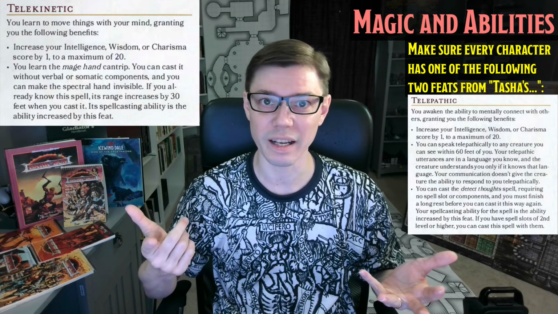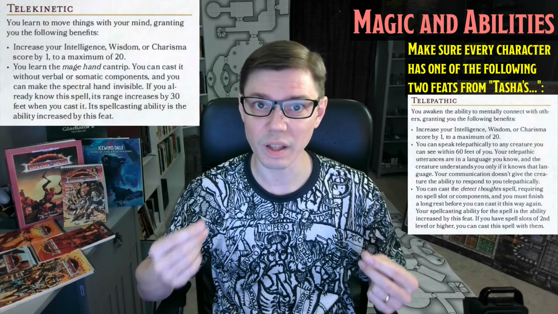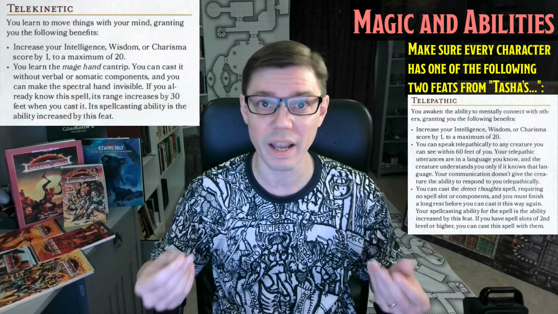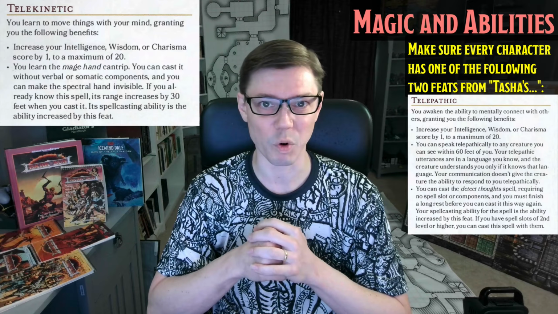Dark Sun is a campaign setting which is notorious for having psychic powers everywhere. So, here's a good rule. Make sure that every character has one of the following feats from Tasha's Cauldron of Everything. Either the telepathic feat or the telekinetic feat. Every NPC should have one of these, and you should let all of your players choose one of those feats for their player characters upon creation. I don't think any player would object to this. I think they'd regard it as making everything more fun.